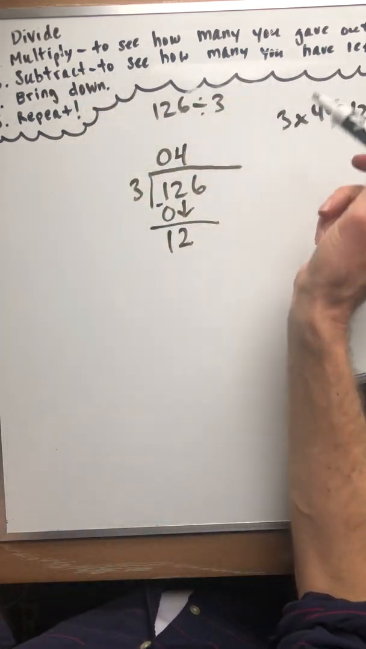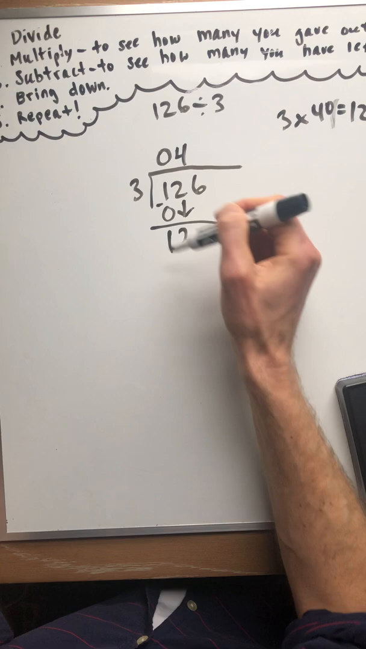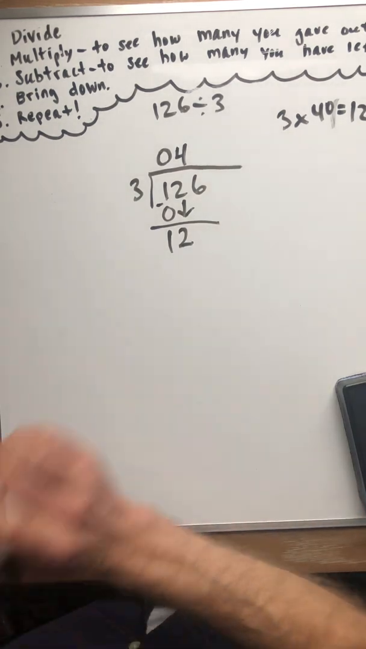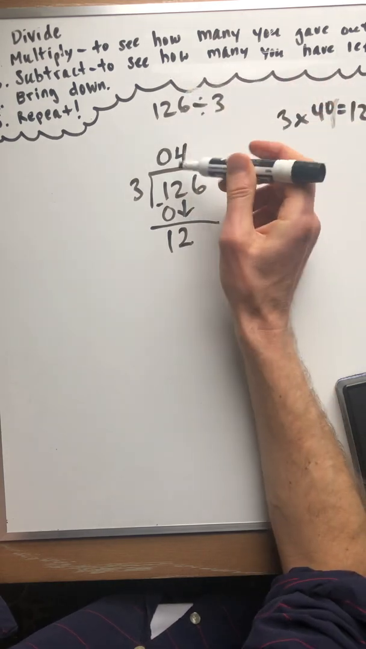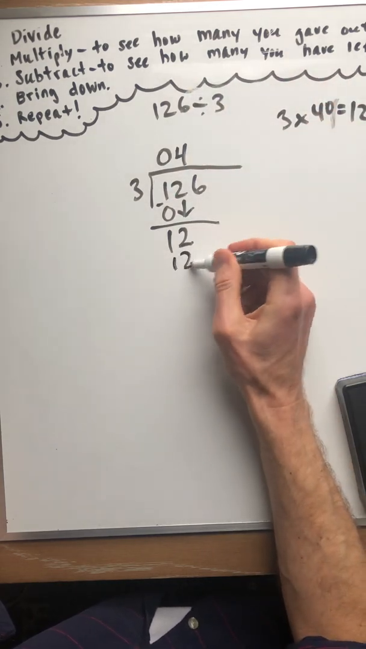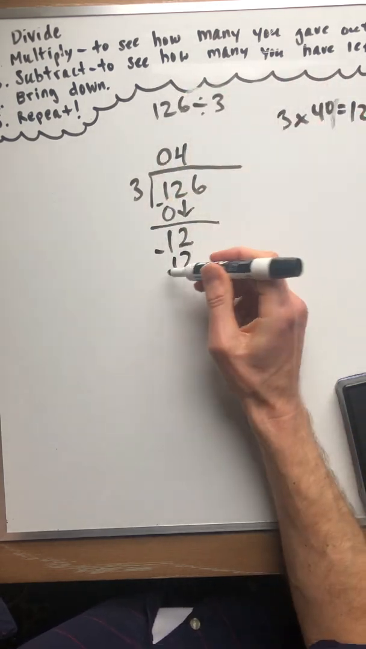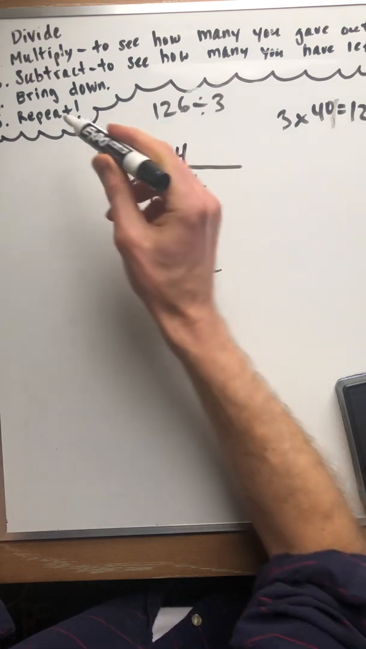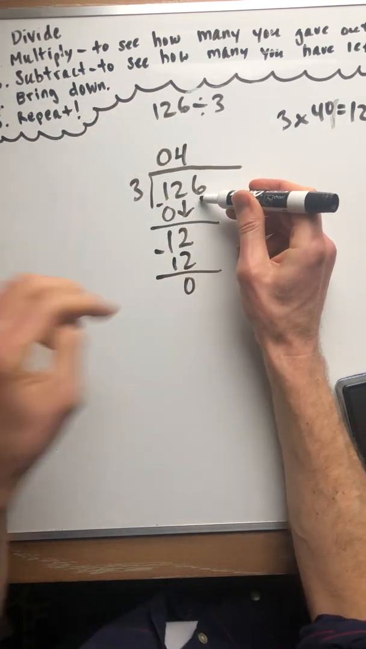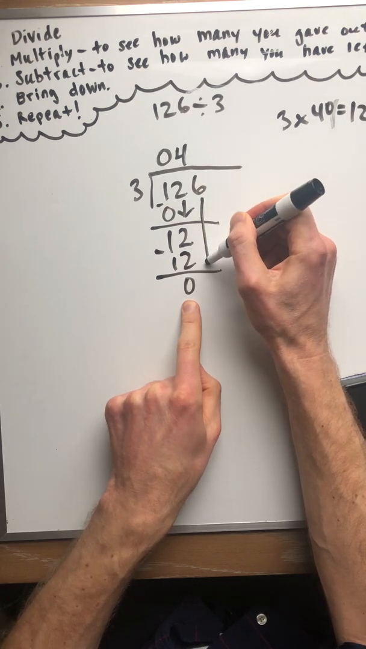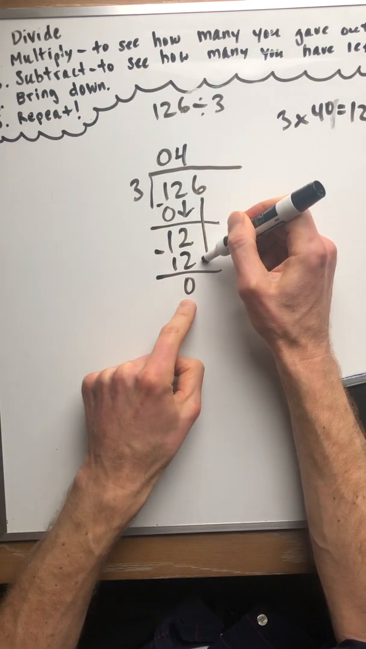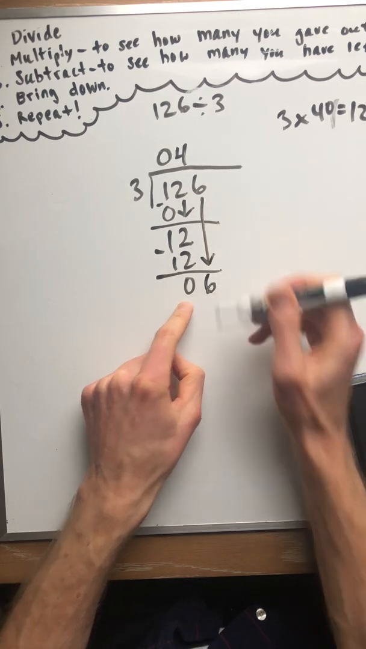Now we multiply to see how many she gave out. This sometimes seems like it's too much, but you just trust me, you got to do all the steps. 4 times 3 is 12. We subtract to see how many she has left. She gave them all out. And now bring down. Now she has no more 10s. She had no more 100s. And now we bring down the ones. Now she's going to pull out the ones.